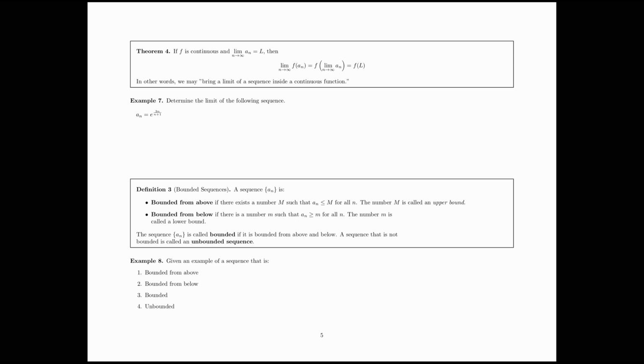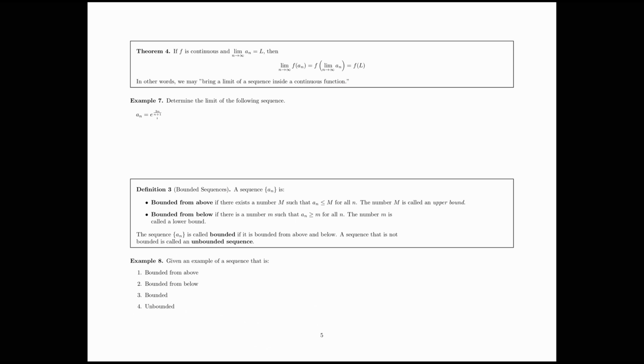All right, example 7, find the limit of the following sequence. Thankfully, all of our understanding of limits from Calc 1 carries over to sequences. So the above theorem says that if you have a function that's continuous, then even if you plug your sequence terms into a function and then take the limit, it's the same thing as if you take the limit first of the sequence and then just apply that function to the limit of the sequence. So that's exactly what we have here.